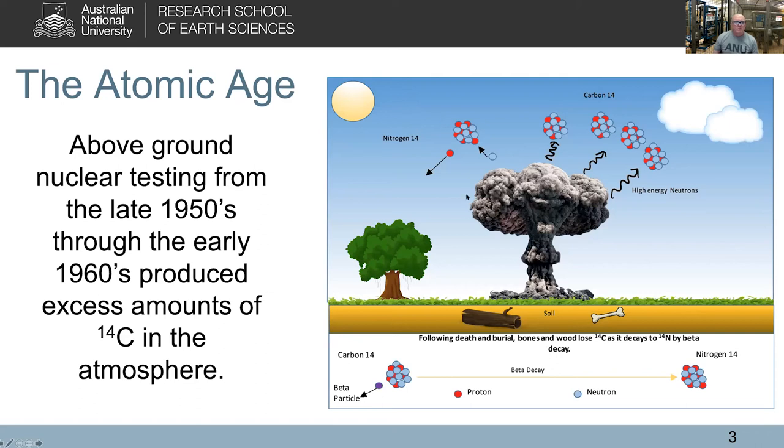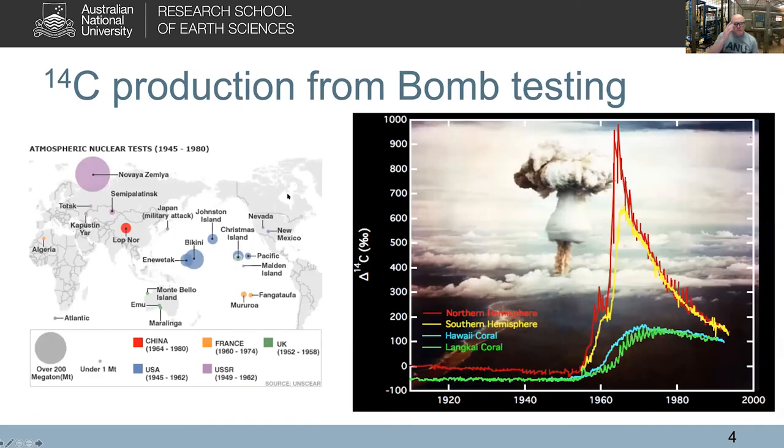But during the early 1950s and early 1960s, atmospheric nuclear weapons tests produced high amounts of neutrons as well into the atmosphere, and they produced an abundance of carbon-14. Here we just kind of see where all of the tests occurred across the globe. Quite a large number of them were in the Marshall Islands in the Central Pacific, tests by the United States and the Soviet Union up here. But what happened is that all of the tests essentially doubled the amount of carbon-14 in the atmosphere.